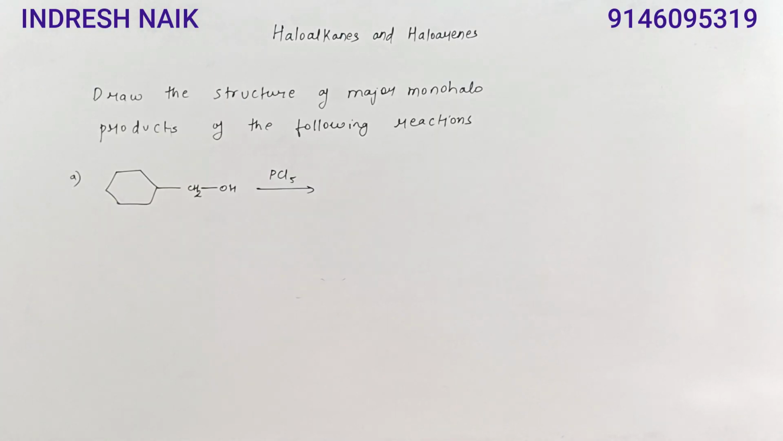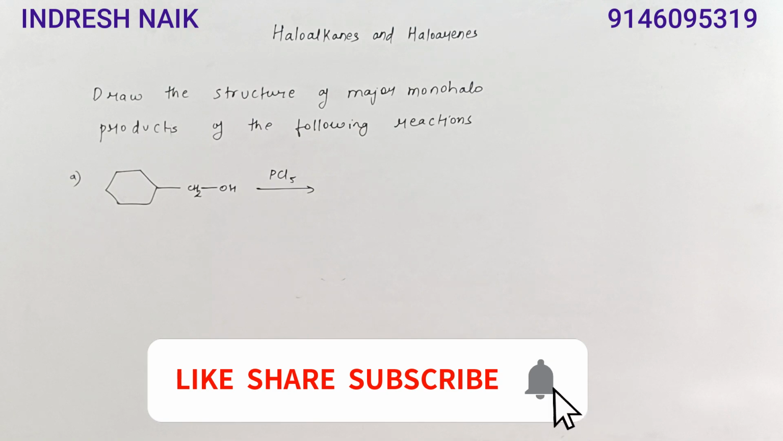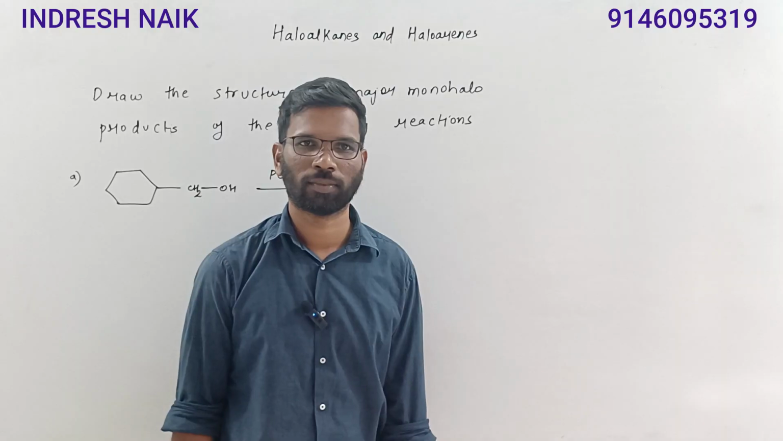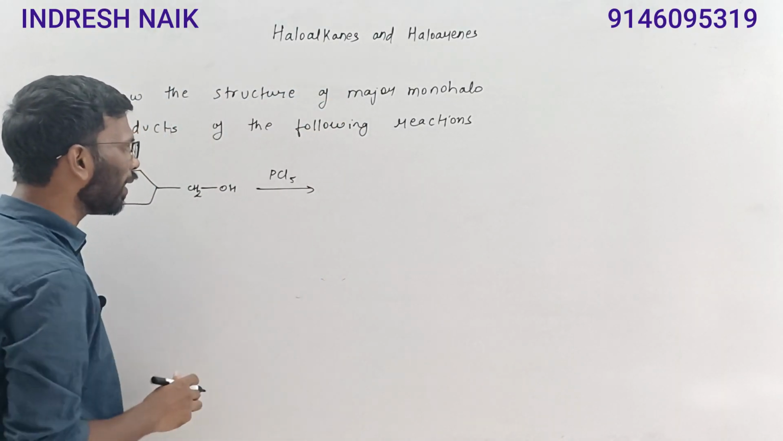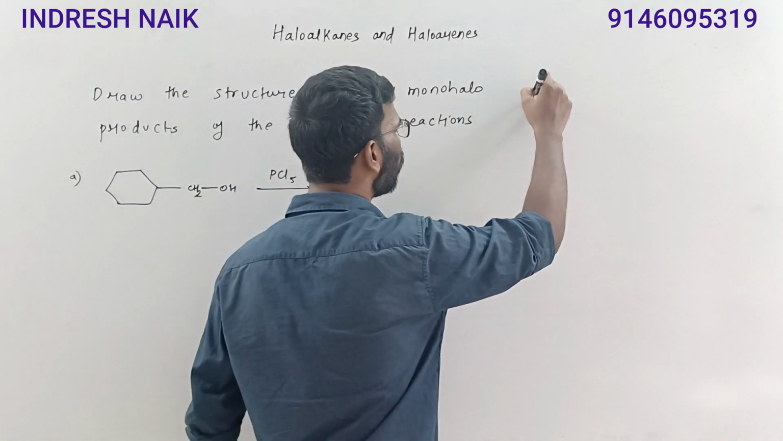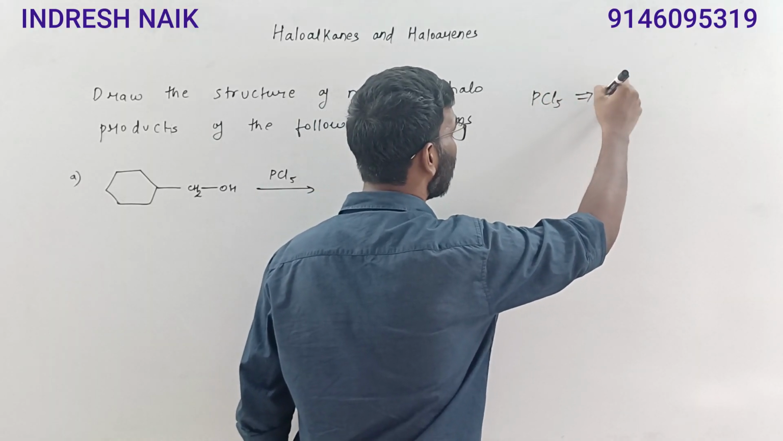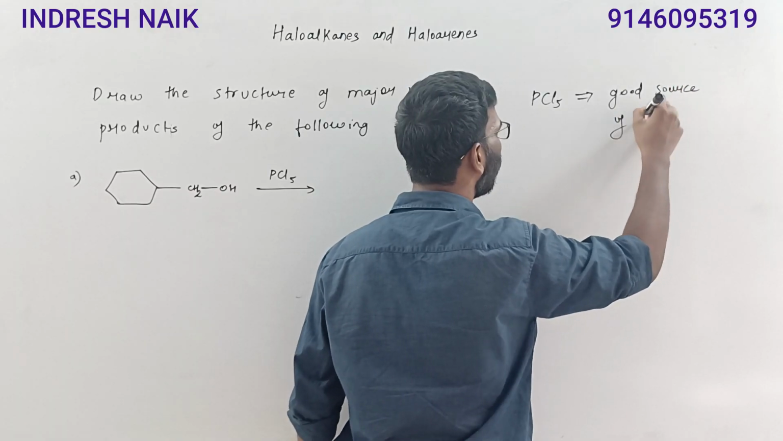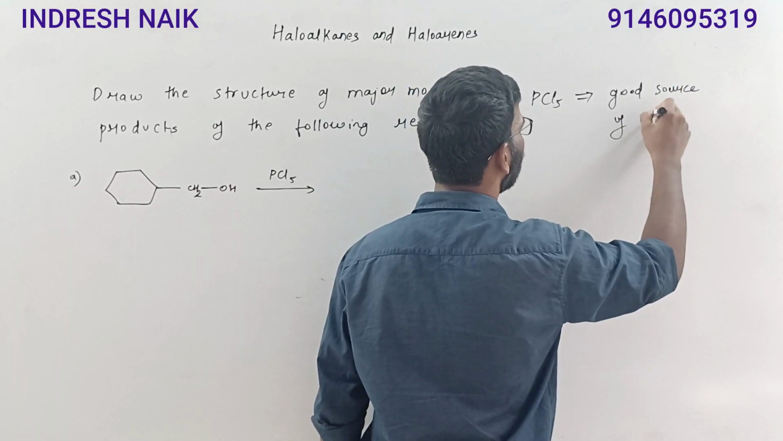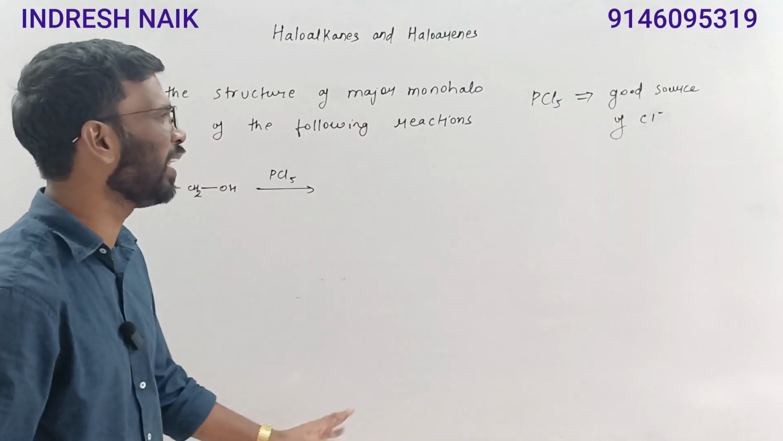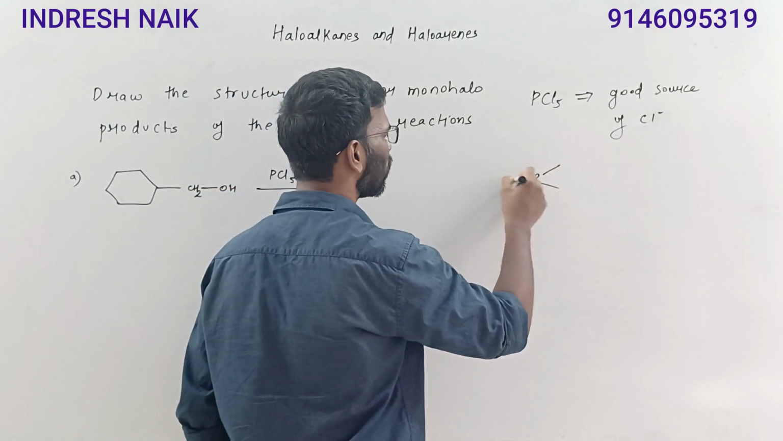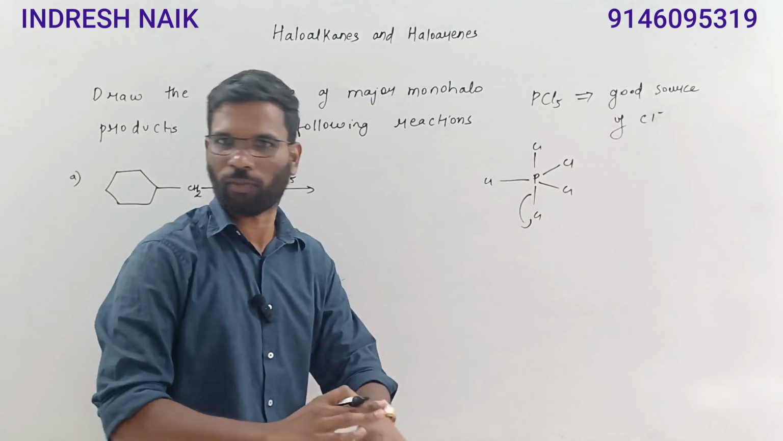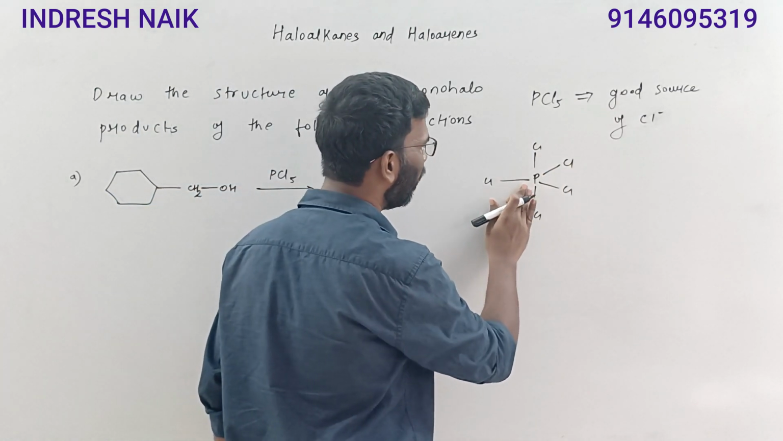So here is the reaction. They have given PCl5 and this is an alcohol. Remember, what to know about PCl5? Why are we adding PCl5? It is a good source of Cl minus. It can give away its Cl minus very easily. You can see this phosphorus, what is the structure? Too many bonds on this phosphorus, so Cl can break apart very easily. There is too much hindrance there.